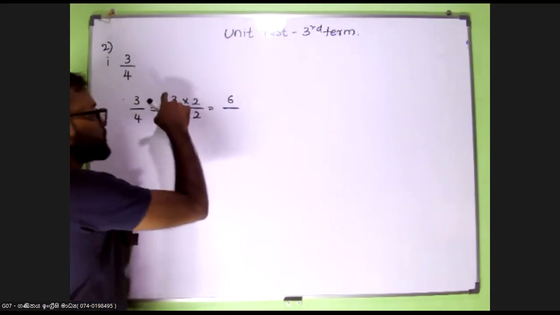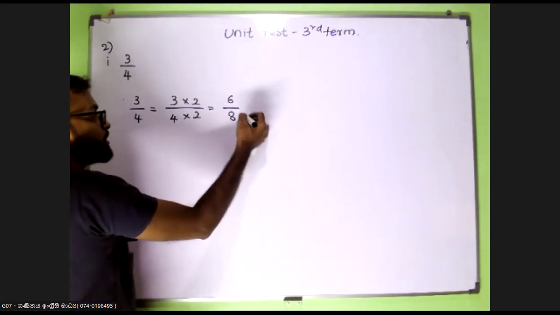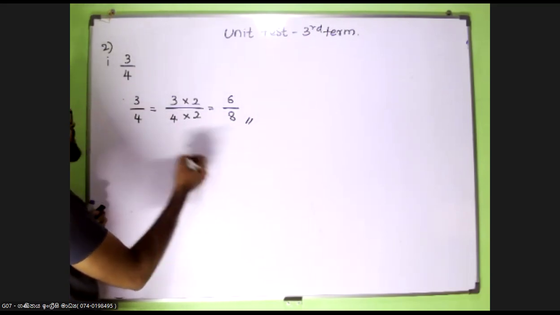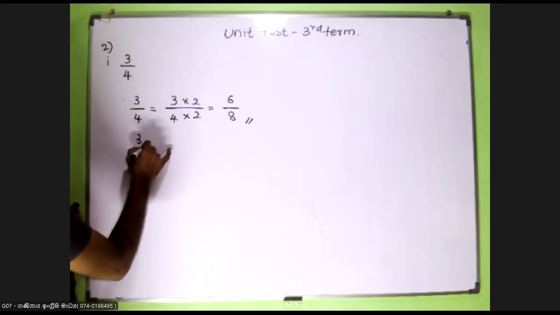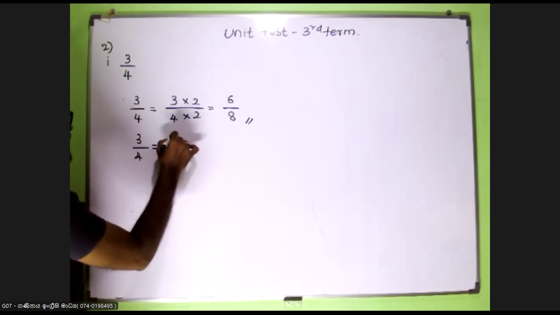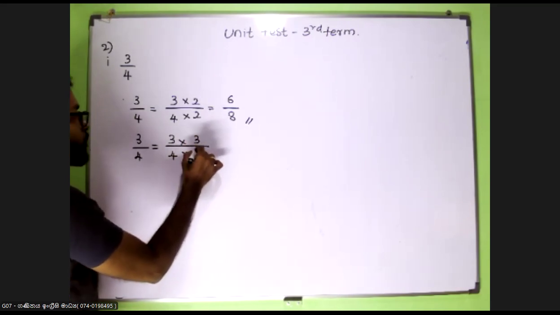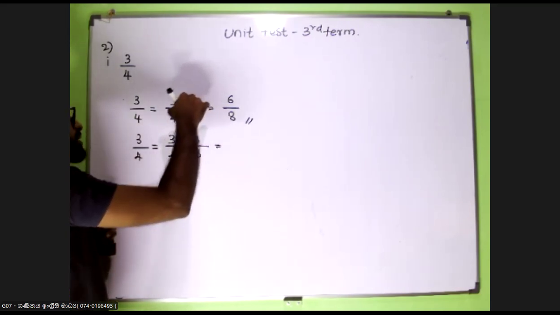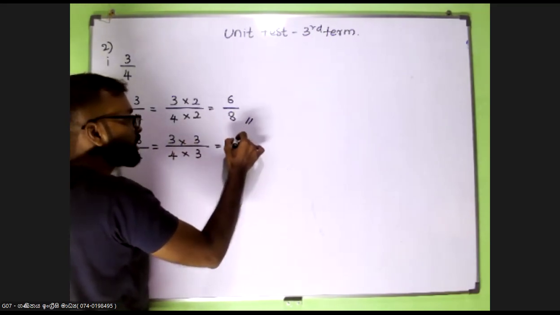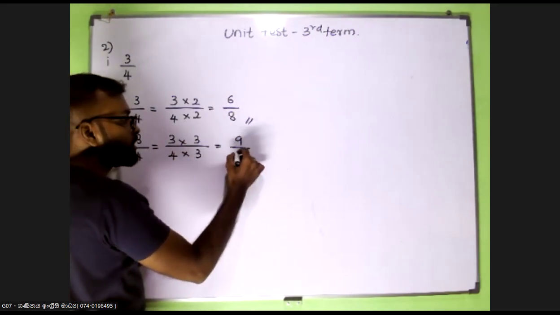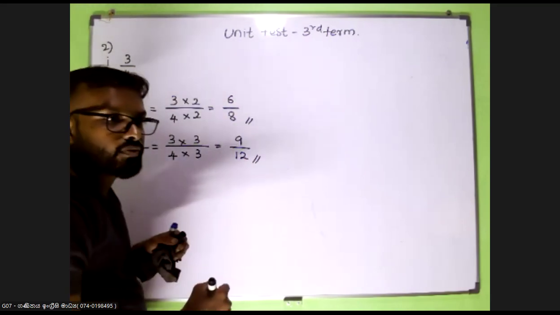Right? So 3 times 2, 6. 4 times 2, 8. So this is one of the equivalent fractions. And 3 upon 4, I have to obtain another one, right? So I will multiply both numerator and the denominator by 3. This has been multiplied by 2, this by 3, right? 3 times 3, 9. 4 times 3, 12. Right? So these two are equivalent fractions.